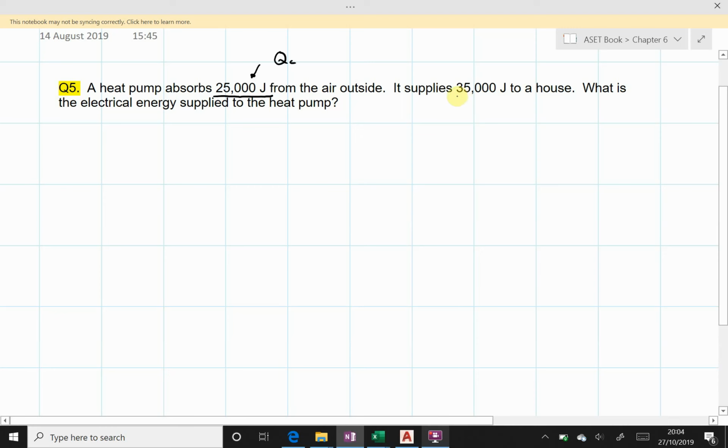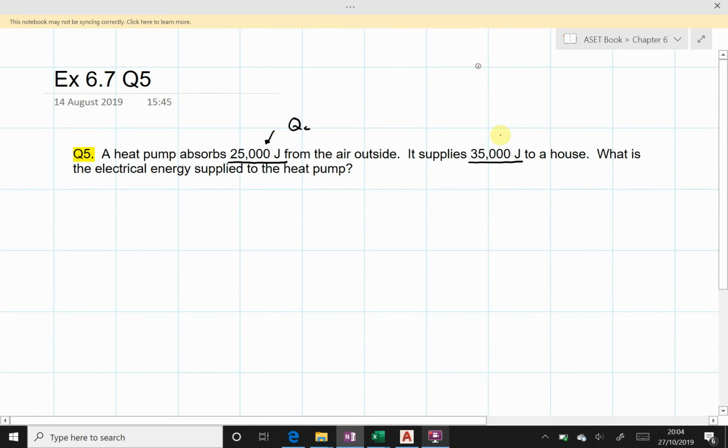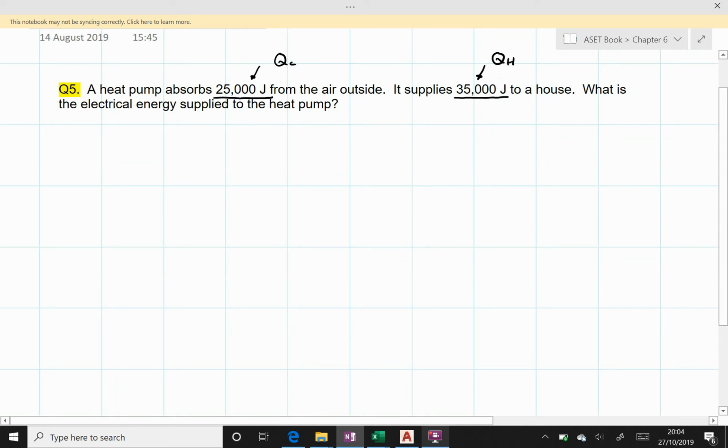And it also supplies 35,000 joules to a house. That, of course, would represent the hot end of the system, and so this would represent QH. And it's asking us for the electrical energy supplied to the heat pump, and so it's really asking us for a value for W.